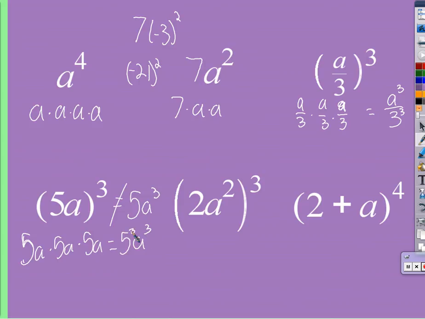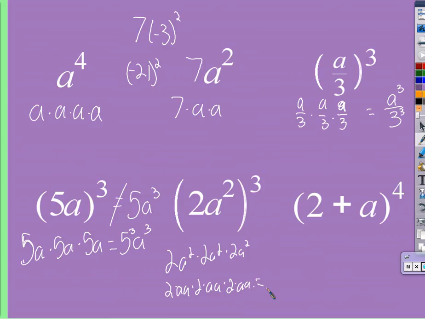Here we have 2a squared times itself 3 times. 2a squared times 2a squared times 2a squared. What does a squared mean? 2 times a times a. Yeah, this part is 2 times a times a, so we have 2 times a times a times 2 times a times a, times 2 times a times a.